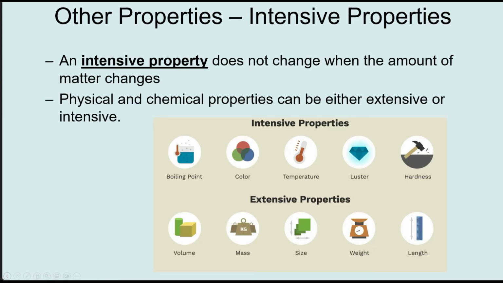And now we have intensive property. An intensive property is a property that does not change when the amount of matter changes. For example, the color doesn't change when you cut a piece of paper into a smaller piece. Boiling point of water is always 212 degrees Fahrenheit. Physical and chemical properties can be either extensive or intensive.